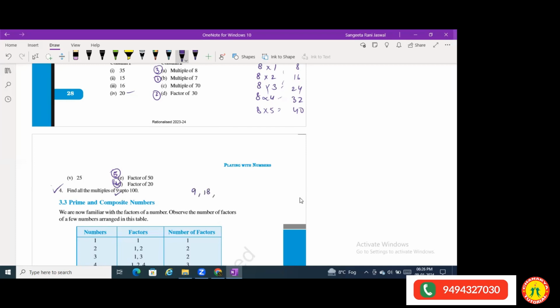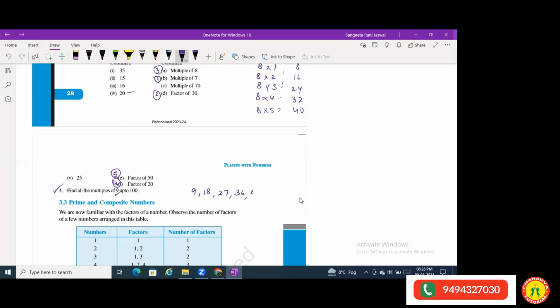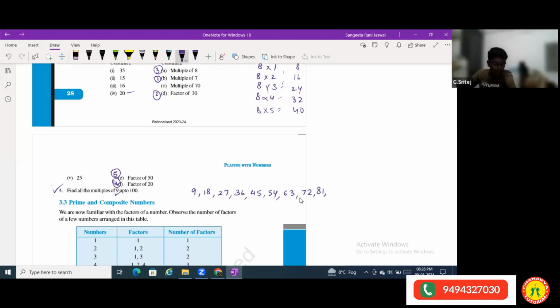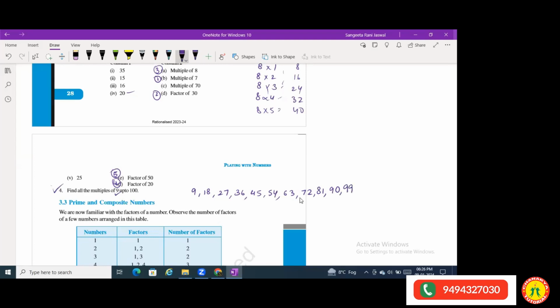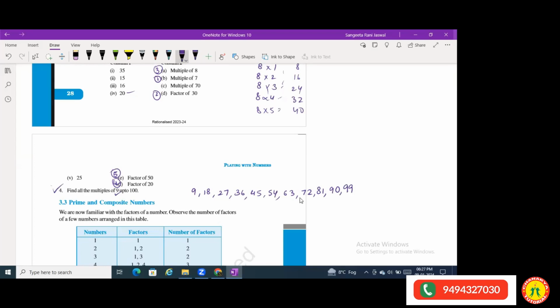9, 18, 27, 36, 45, then 54, then 9 sevens are 63, 9 eights are 72, 9 nines are 81, 9 tens are 90, then 99 is closer to 100. Yes. Got everything. Okay, good. So these are done. Okay, better.